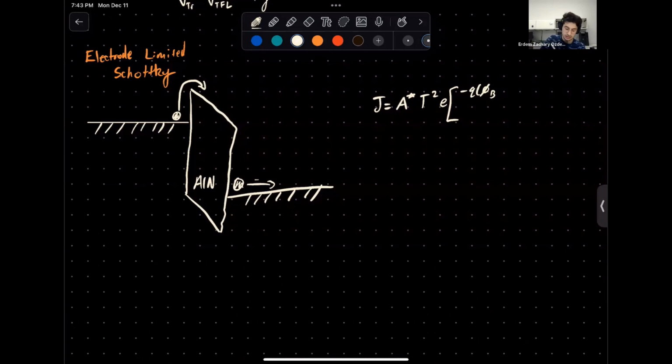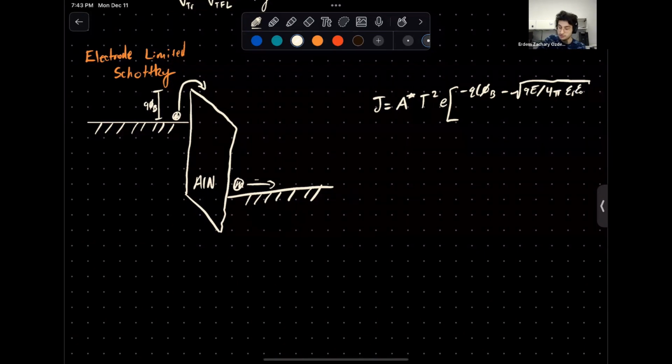And I guess I should mention, similarly to the Poole-Frankel model, we could define a potential barrier here of qφ_B, which is the energy required for it to hop over. And so that's what this term right here is. And then we have minus, and this part is going to look fairly similar. We have qE, or electric field, divided by, and this is important to note, 4π instead of just π here, and then relative permittivity, or optical permittivity more specifically, and then permittivity of free space. And then this is all divided by k_BT.